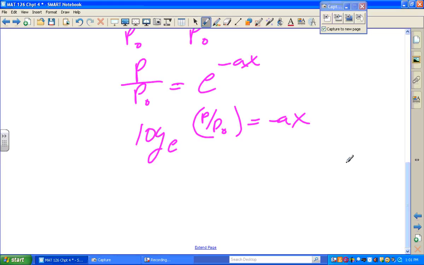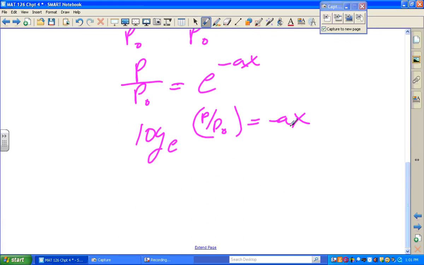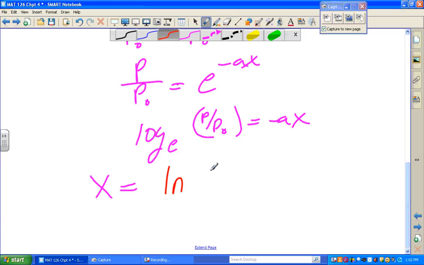Now, depending on the directions, it depends on how you finish writing your answer. In this case, the directions say, I want to express X as a function of P. So once you get X by itself, you're obviously done. So you can divide by negative A. X equals natural log of P divided by P sub 0, divided by negative A. Okay. And that's about it.